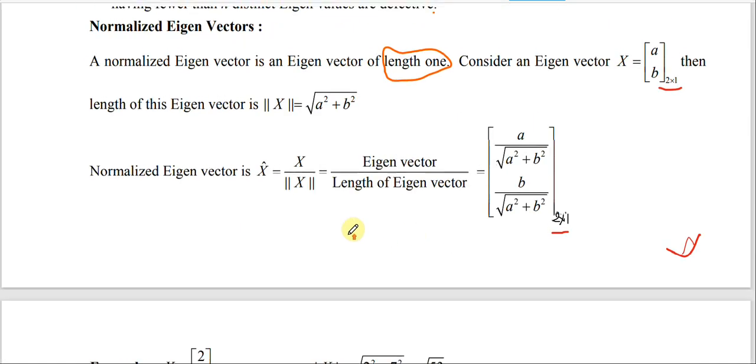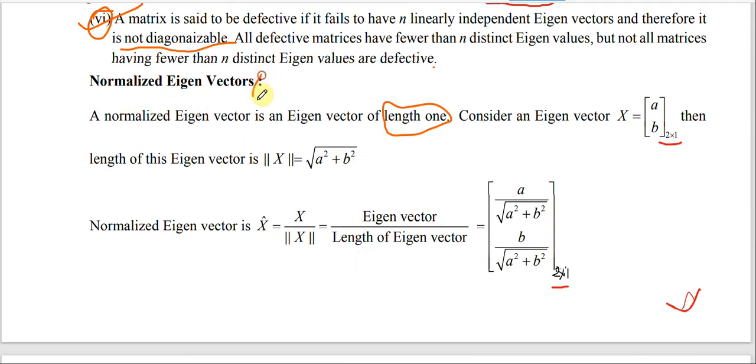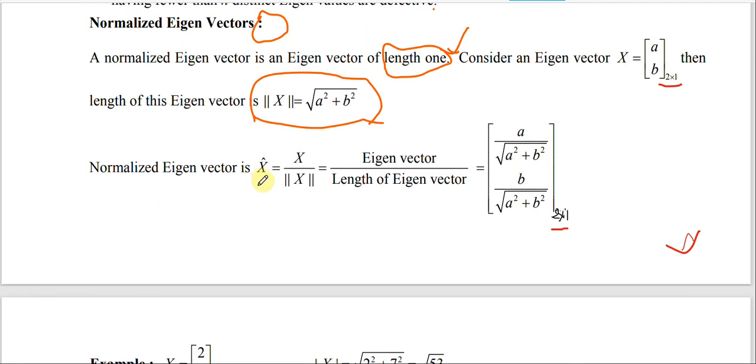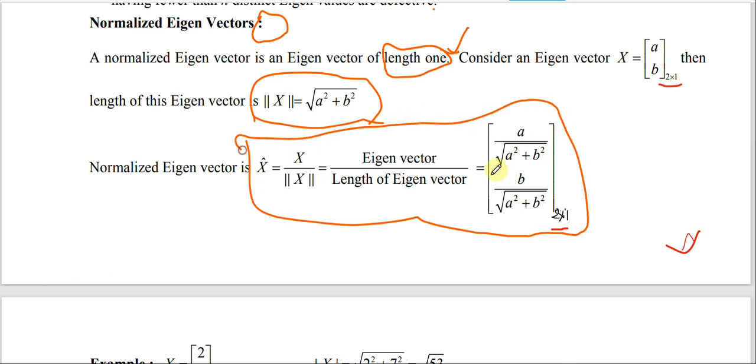Now normalized eigenvectors. What is a normalized eigenvector? It is simply a unit vector. In vectors it is called a unit vector, but in matrices we say normalized eigenvector, so its length is 1. If x is an eigenvector (a, b) of order 2 cross 1, then its length will be the square root of a square plus b square. You have to remember this. We know that a vector divided by its length gives the unit vector, a cap.